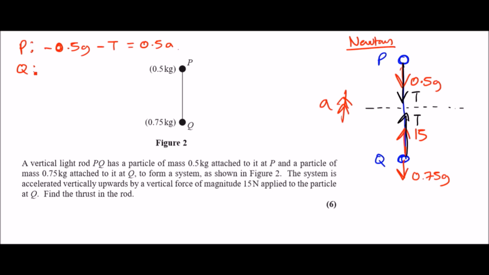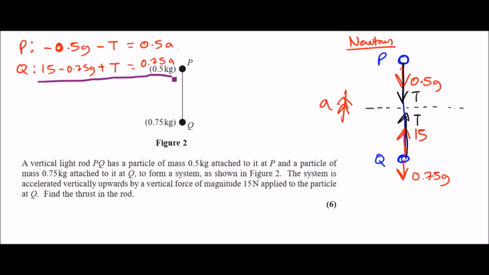Now at Q, same thing applies. Q has got two positive values. We've got 15 plus T, so I put plus T so it matches here, and the downward force would be minus 0.5g. It's best to match them, because we're going to use simultaneous equations to find the value of a, then eventually T. And this is going to equal 0.75a. That's it, guys. This is where we are right now.